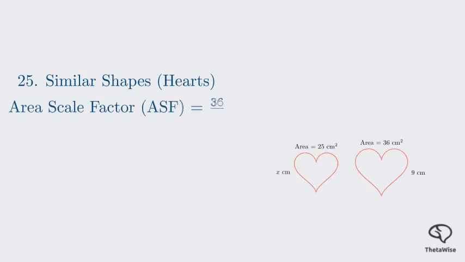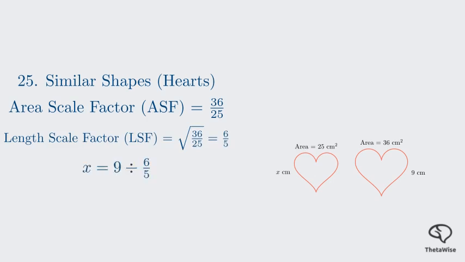Find x for two mathematically similar shapes. We are given the area of the larger shape is 36, and the smaller is 25. The area scale factor is the ratio of the areas. To find the length scale factor, we take the square root of the area scale factor. The height of the larger shape is 9.